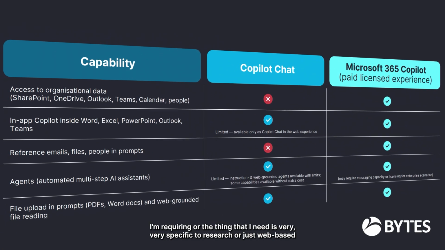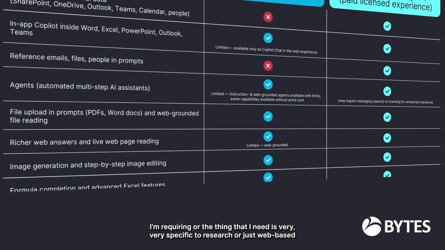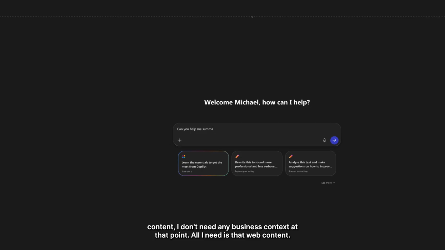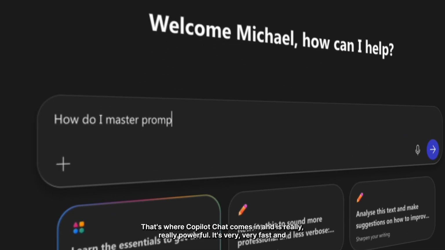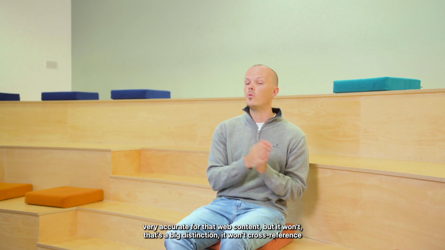So if the thing that I'm requiring is very specific to research or just web-based content, I don't need any business context at that point. All I need is that web content. That's where Copilot Chat comes in and is really, really powerful. It's very fast and very accurate for that web content, but it won't, and that's a big distinction, cross-reference against any internal documentation.